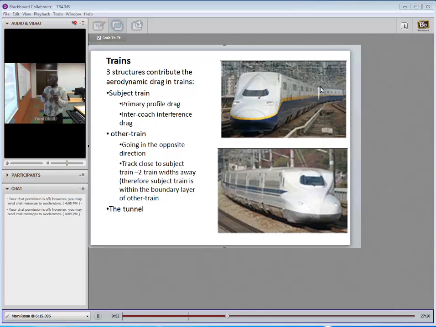The reason that's important is the path of the other train is so close to the subject train that the air perturbation that the other train causes reaches readily to the subject train. The track is close to the subject train. There's only about two train widths in general between the subject train and the other train. Therefore, the subject train obviously is within the boundary layer of the other train. And of course, the tunnel that they go through.